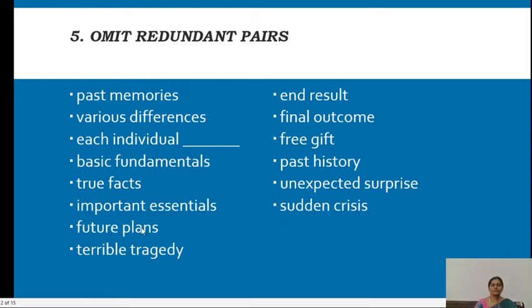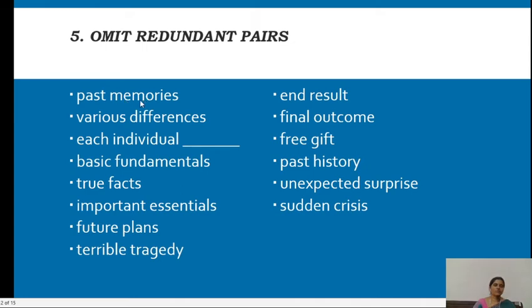Plans itself is something which we are trying to do in future. Like terrible tragedy, end result, final outcome, free gift, past history, unexpected surprise, sudden crisis. All these are redundant pairs, what we call. We come across them a lot, so when you come across them, you try to avoid one particular thing which is not necessary.